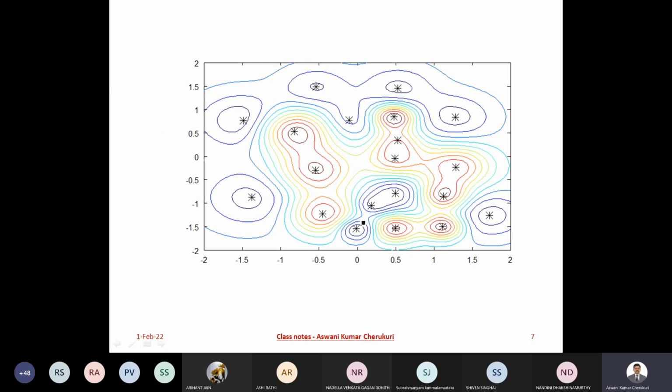Now you can notice that. Look at this particular cluster, for example. You have a cluster center here, and similarly, look at this particular cluster center here.